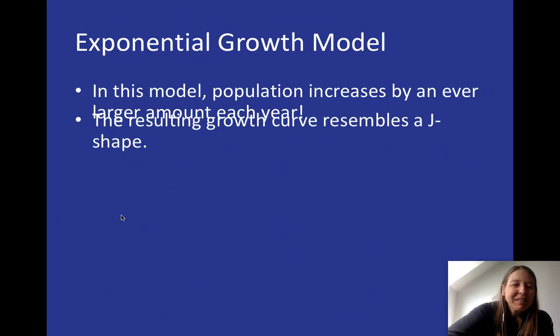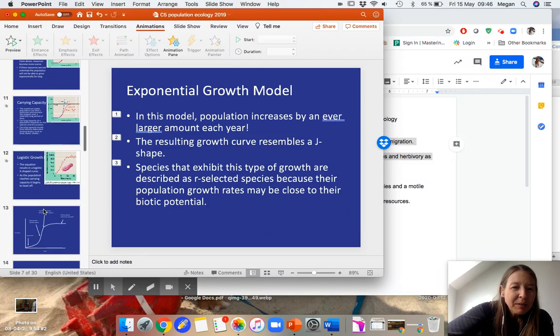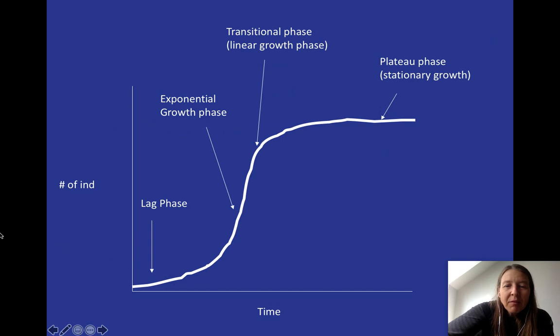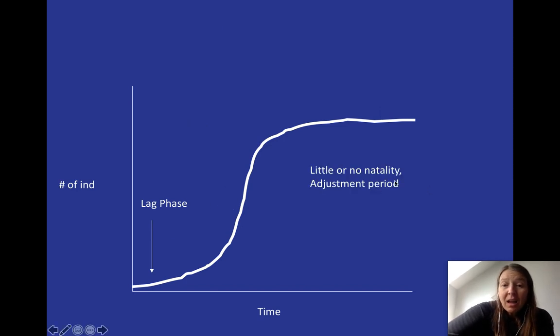Okay, so let me take you back to our steps in the curve. For each one of these phases, what I need you to try to focus on is births and deaths, like what is natality versus mortality, and how that might result in population growth or not. So in the beginning, there's little or no natality. This is the adjustment period.